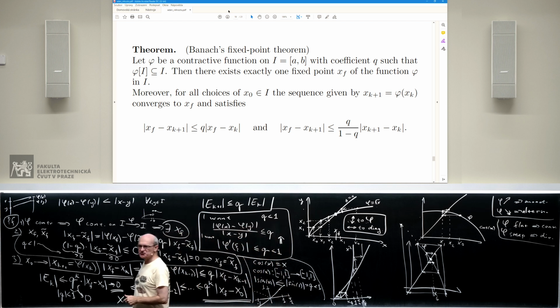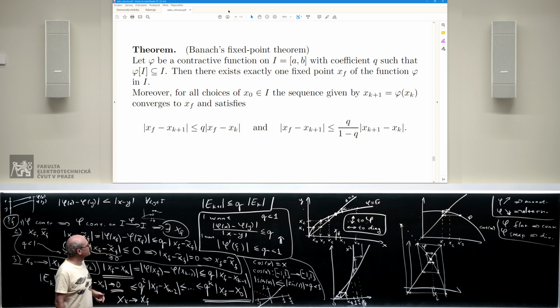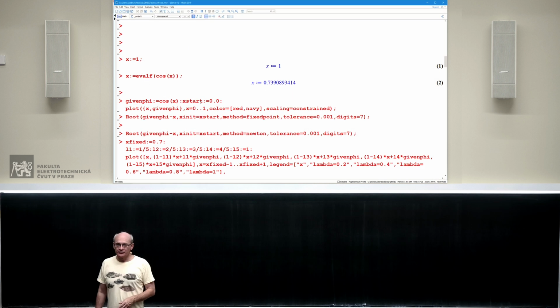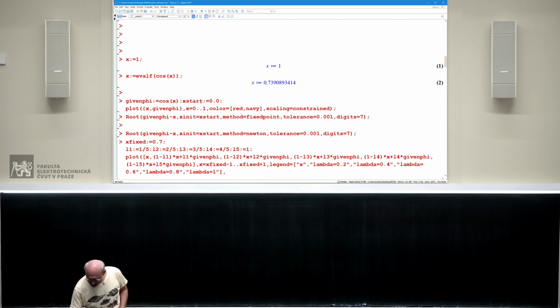Now, let's pass to another good question. Can we somehow make this iteration go faster? Let's erase the blackboard. We start by returning to our inspirational example with cosine. Let me just recall the basic situation.